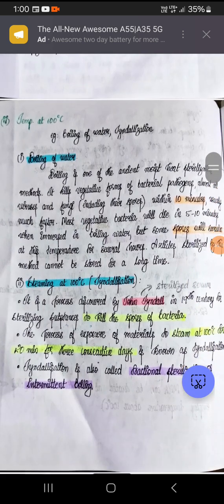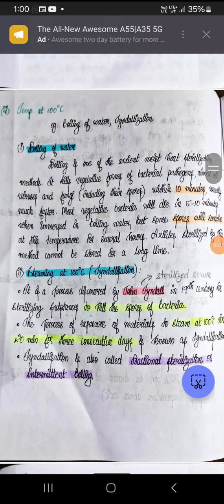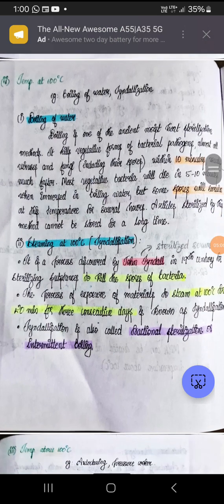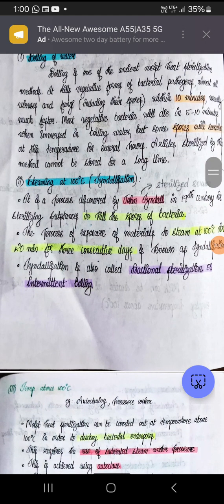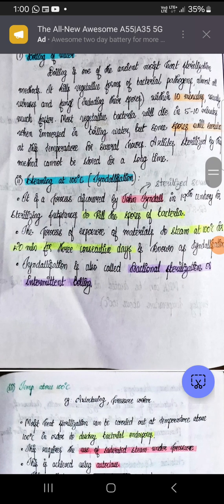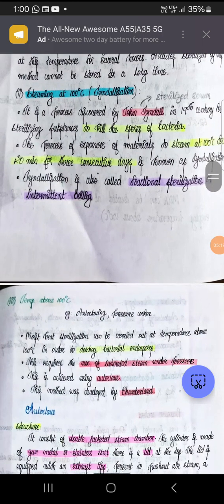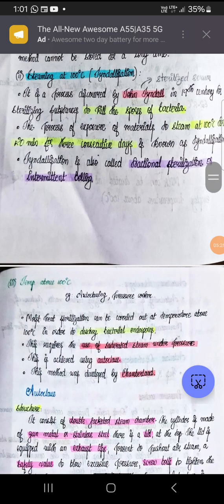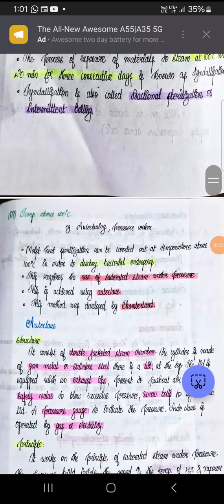Then the temperature at 100 degrees: boiling of water, tyndallization, boiling. We all know what it means. Steaming at 100 degrees Celsius, tyndallization, was discovered by John Tyndall. It is for sterilizing substances to kill the spores of bacteria. The process of exposure of materials to steam at 100 degrees for 20 minutes for 3 consecutive days is known as tyndallization. It is also known as fractional sterilization or intermittent boiling.